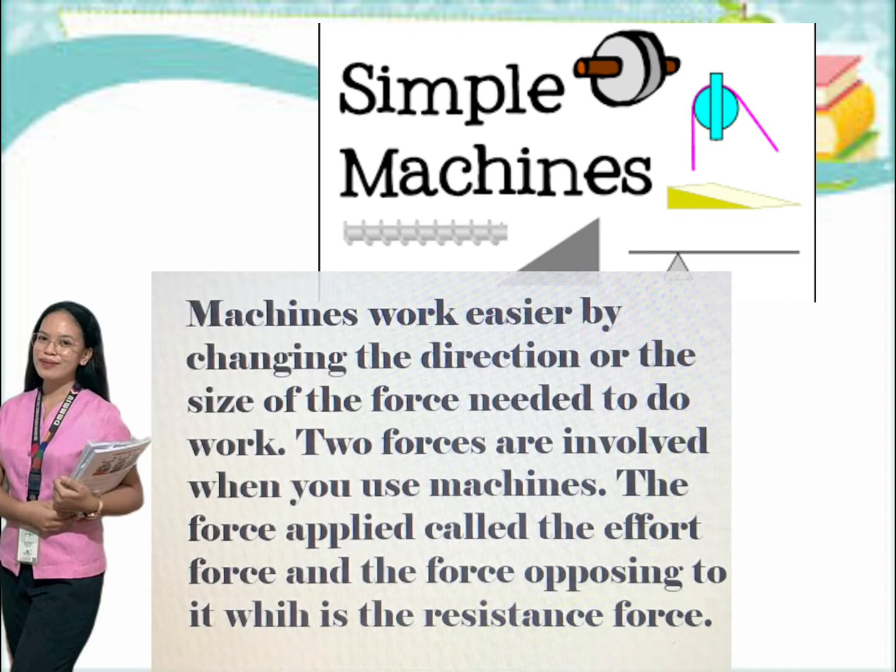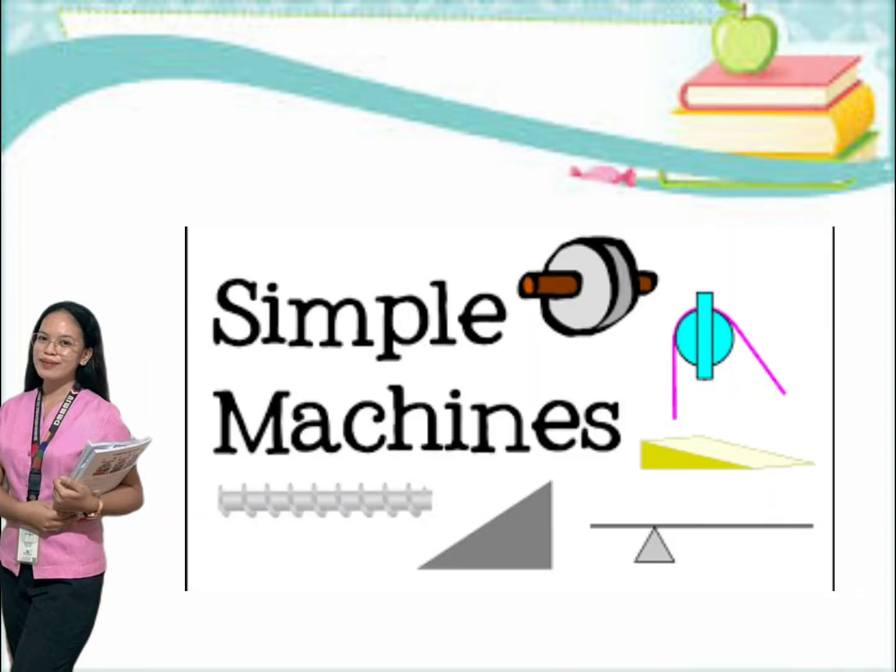So machines make work easier by changing the direction or the size of the force needed to do work. 2 forces are involved when you use machines: the force applied, called the effort force, and the force opposing it, which is the resistance force. The amount of work input, or the amount of work put into a machine, is always greater than the work output because some of the work put into the machine is used to overcome friction.